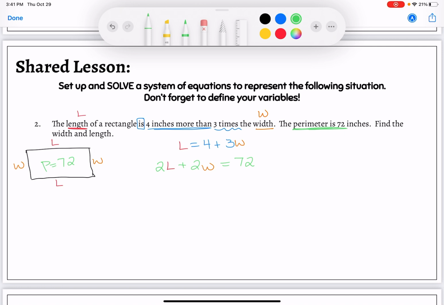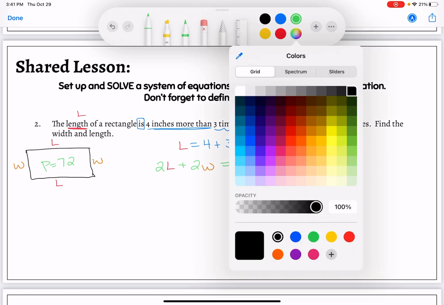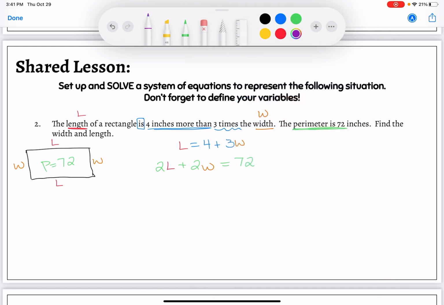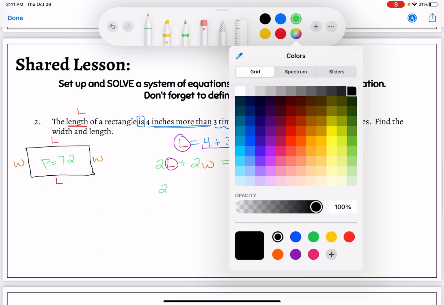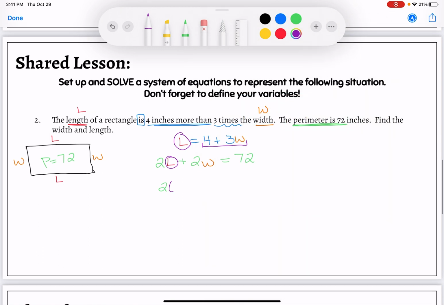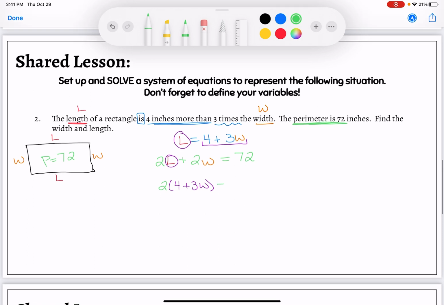And again, on this one, it is set up perfectly for substitution, right? The top says L equals. So I'm going to take what L equals, 4 plus 3W, and I'm going to plug it in for L in my bottom equation. So this is going to say 2 parentheses 4 plus 3W plus 2W equals 72.